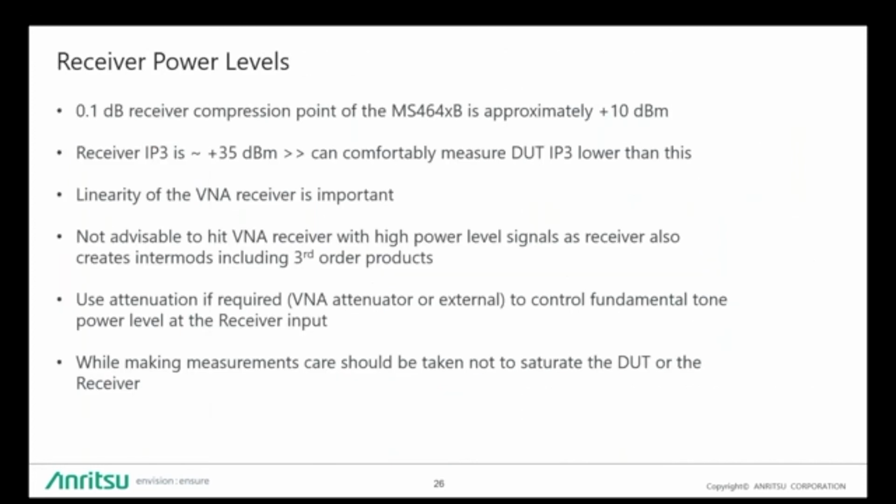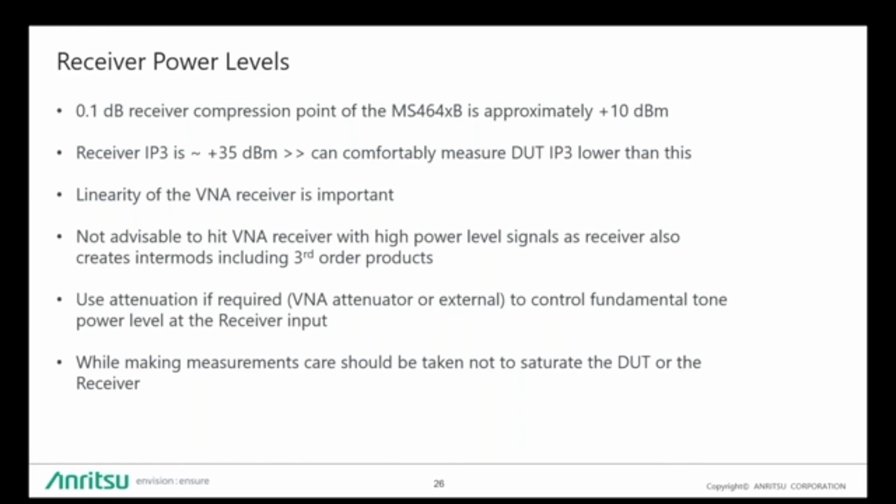Another important point I wanted to draw your attention to is the receiver power levels. For the VectorStar, the 0.1 dB receiver compression point is around plus 10 dBm. That's an industry best, as a matter of fact. The receiver IP3 itself is around plus 35 dBm. The whole objective here is that you should not hit the receiver so hard that it starts producing its own intermods. Because in any measurement like the IP3, you want to make sure that whatever IP3 you're measuring is originating from your device under test and not something which is created by your own receiver.